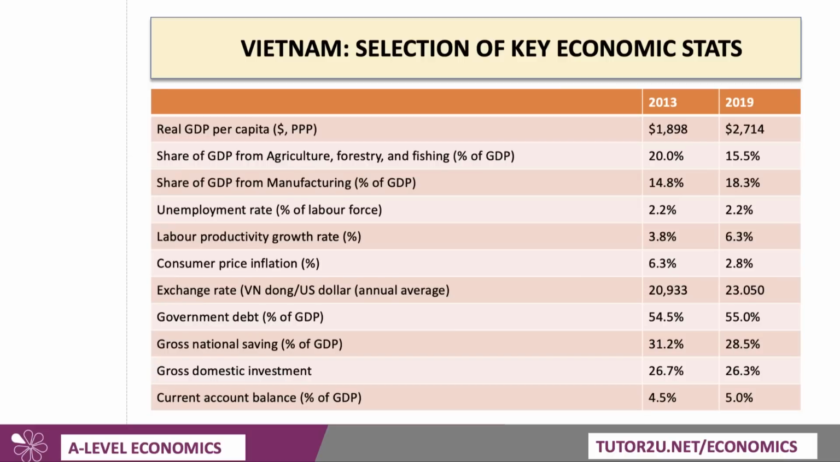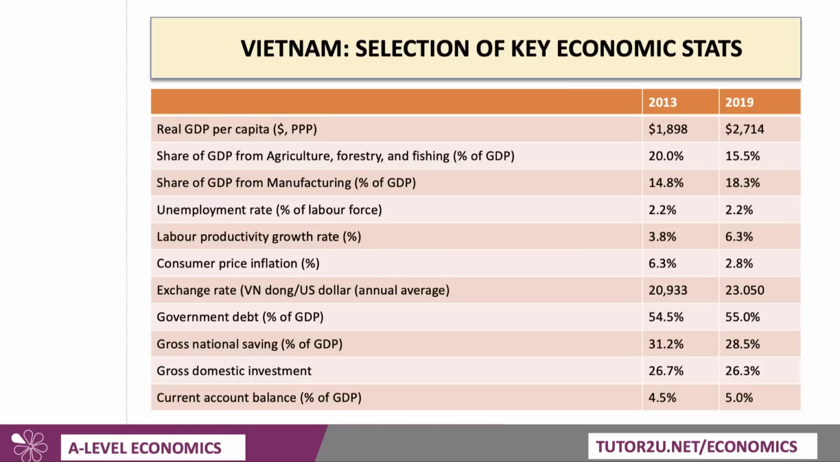Look at some of the macro data. This is quite important. So real GDP per capita in dollar terms has gone up. The share of GDP from farming has come down from 20% to 15%. The share of GDP from manufacturing has gone up from 15 to 18%. So there's some evidence of that transformation in the economy since 2013. Unemployment in Vietnam is extremely low. Now, clearly there will be some hidden unemployment and some underemployment in the informal economy. But officially it's less than 2.5%, 2.2%.